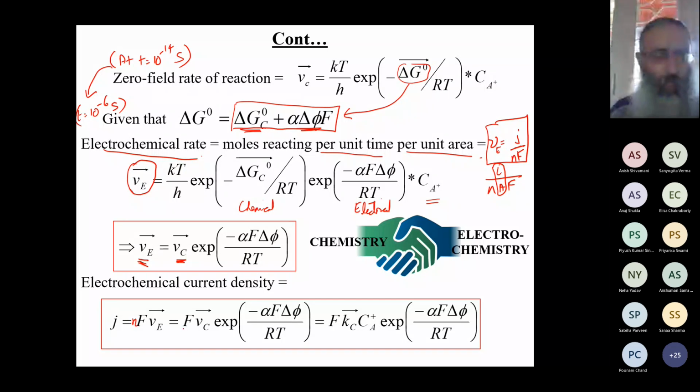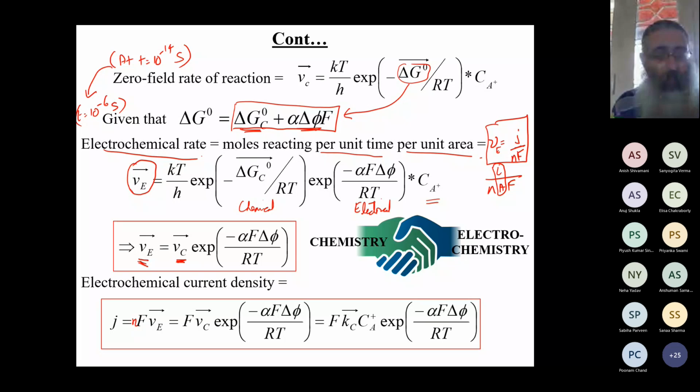So nF nu E, and that means instead of nu E, you substitute this nu C exponential minus alpha F delta phi by RT, which becomes then, if the farad becomes there, Kc into Ca plus. Now we are saying that nu C is again Kc into Ca plus, that is the chemical rate constant into the concentration of the reactant, exponential the electrical contribution.